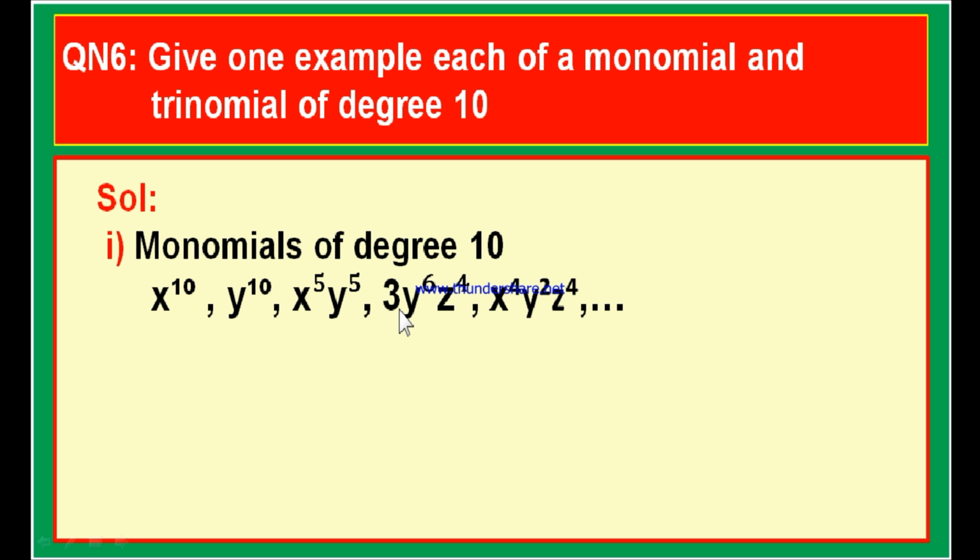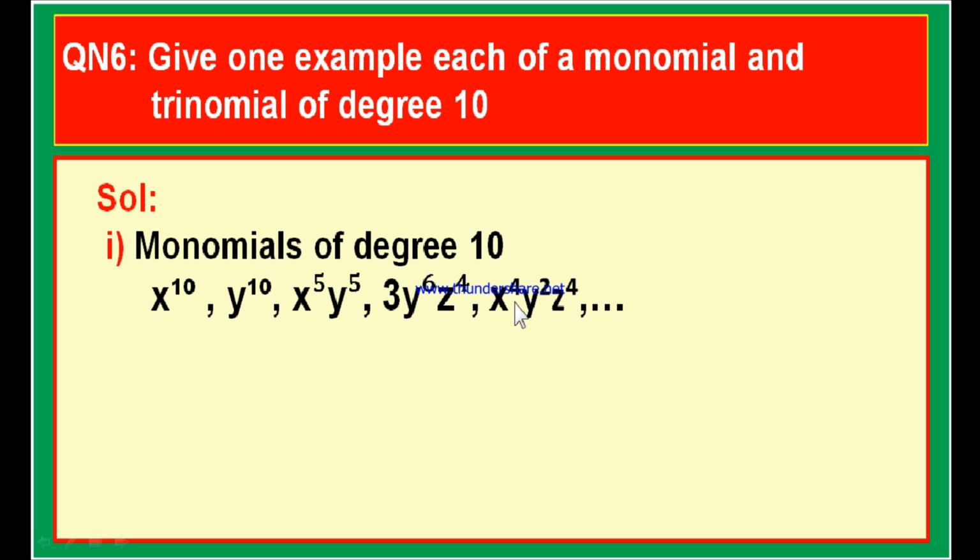Look at this: 3y power 6 z power 4. This 3 is called the coefficient. You forget about it. y and z are variables. The exponent of the variable y is 6. The exponent of the variable z is 4. If we add both the exponents, 6 plus 4, you will get 10. Therefore, it is also a monomial of degree 10.